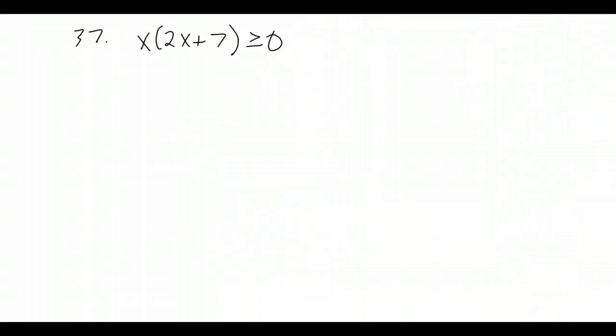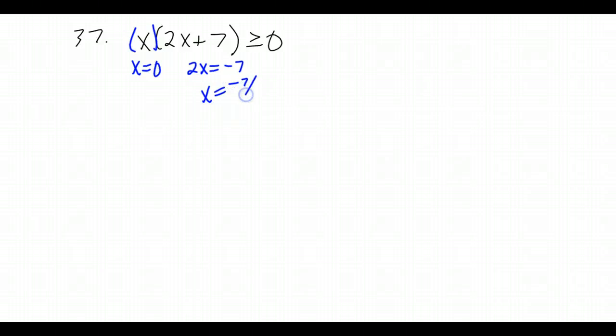Let's try another one. Okay, so this one is already pretty much factored. So I have a solution of x equals 0. And if you set that equal to 0 and solve, you get 2x plus 7 equals 0, or 2x equals -7, so x equals -7 halves. So I have 2 points. I have one at 0, and I have one at -7 halves.